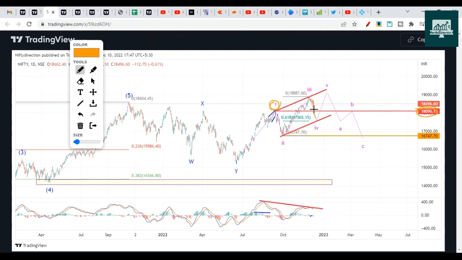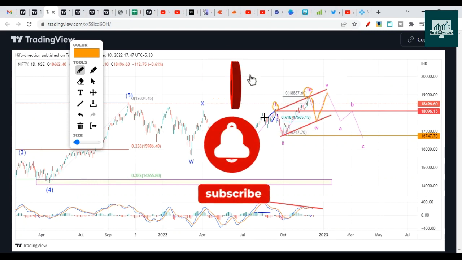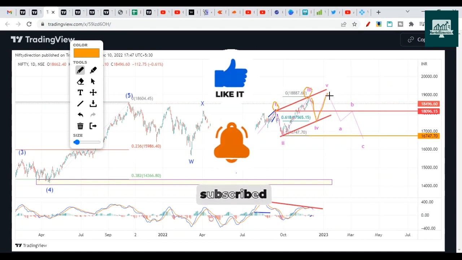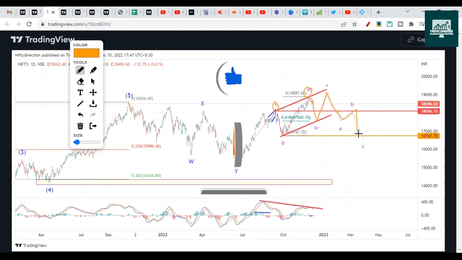So it has to drop below this. If it drops below this, then it can be a leading diagonal, or it can be a 1-2-1-2 pattern. If it's a leading diagonal, it will make one more top after coming down. I have drawn this parallel channel. So first I connected these two dots, then this line is copied on this dot, then we get this parallel channel. So if it moves like this, then it can be a leading diagonal.